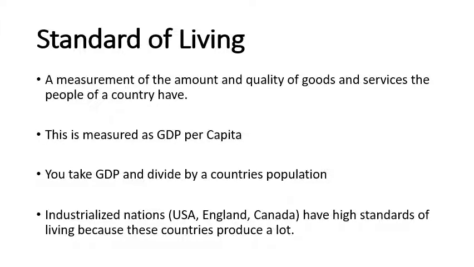Okay, now industrialized nations. Now when I say industrialized, I'm talking about economically advanced countries like the United States, England, Canada, for some examples. They have high standards of living, okay, because the countries produce a lot. Okay, their GDP is a lot higher than some other less industrialized nations. Okay, so when we take our GDP, which is a really big number, and we divide it by our people, we're going to get a higher standard of living.